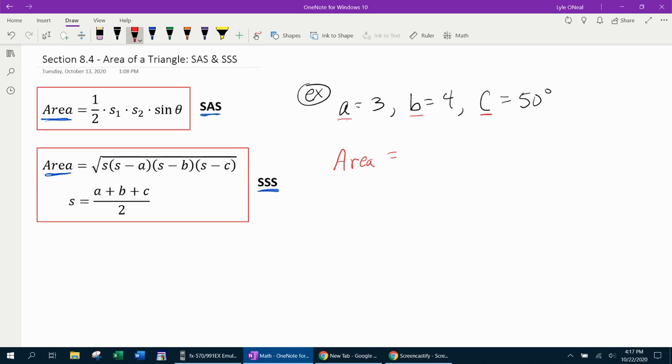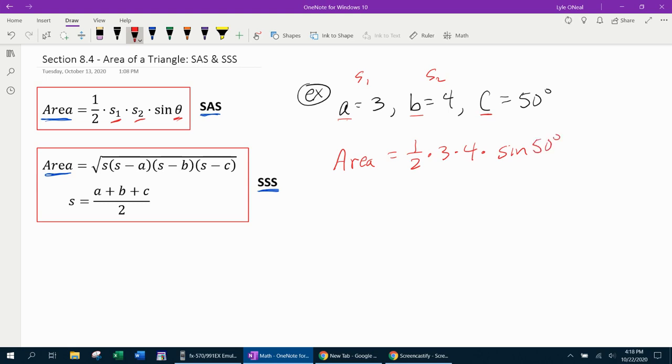Now, what you need to know is that S1 and S2 stand for side 1 and side 2. And it doesn't matter which one is side 1 and side 2. This could be side 1, this could be side 2. You want to switch them, that's fine, doesn't matter. So that's going to be 1/2 times side 1 times side 2 times sine of theta, which is going to be the only angle given.